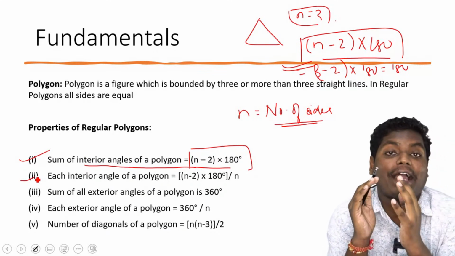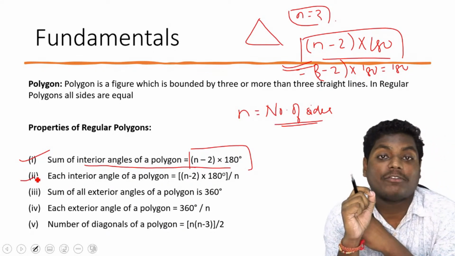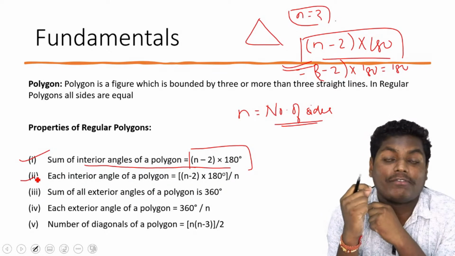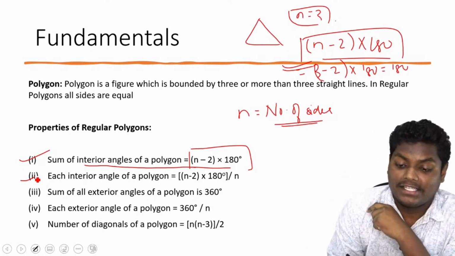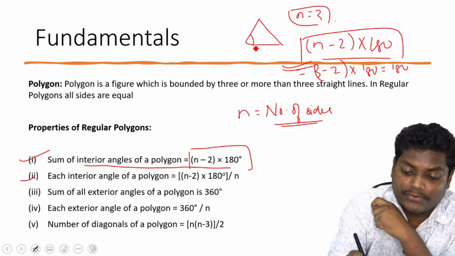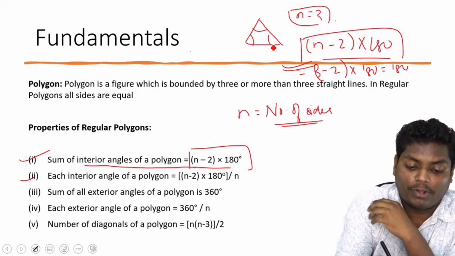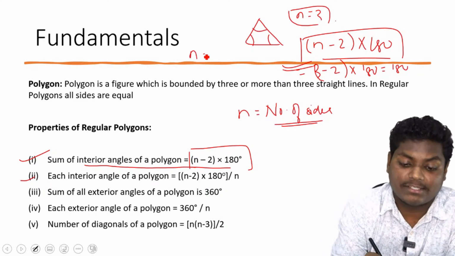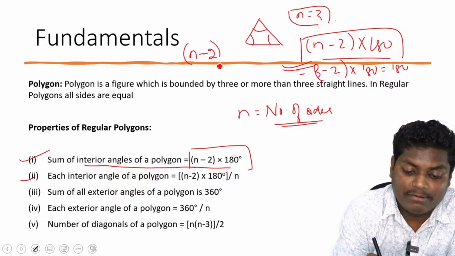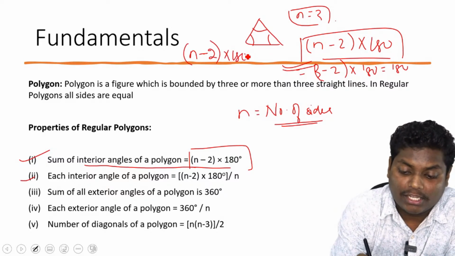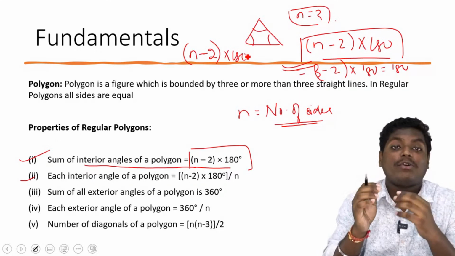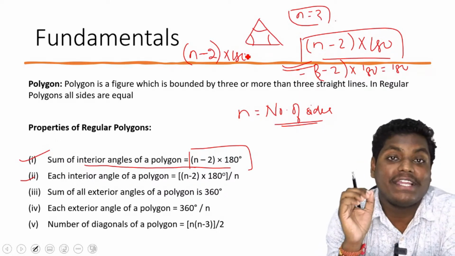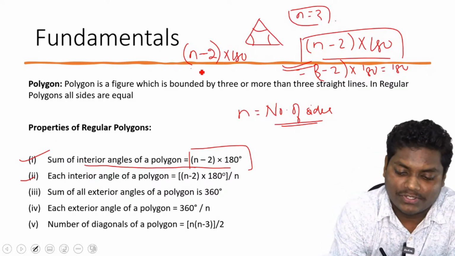Now, if you want to find the value of each interior angle, what we can do is divide it by n. Suppose I am taking the same triangle case. We know the formula for the summation of all the interior angles is (n minus 2) into 180. Now, if I ask you what is the value of each interior angle, you just divide by n. So here n is 3.